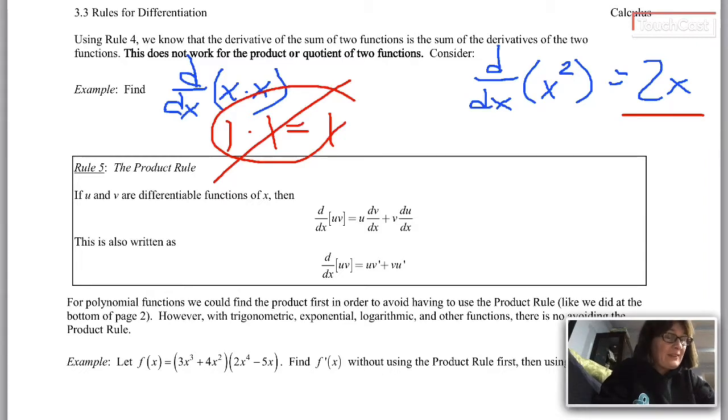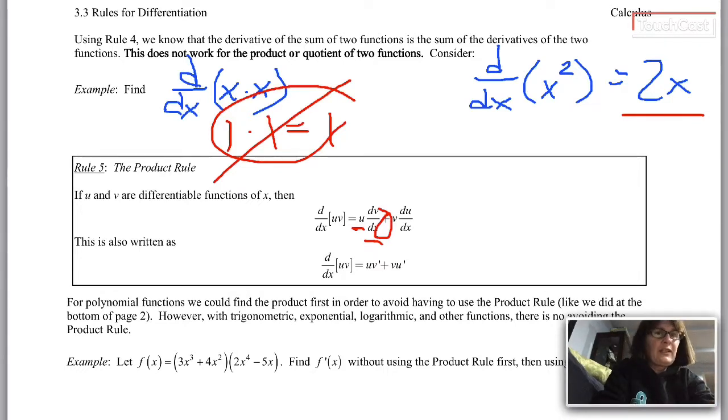If you do want to correctly find the derivative of a product, we use what is called the product rule. So if u and v are functions of x and you want to find the derivative of their product, we have to actually find this sum. That's the first function times the derivative of the second plus the second function times the derivative of the first.